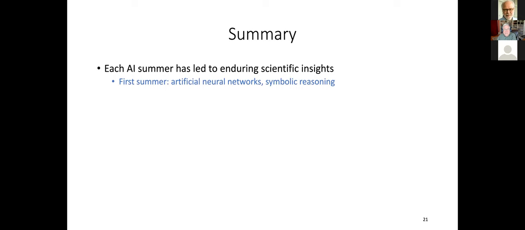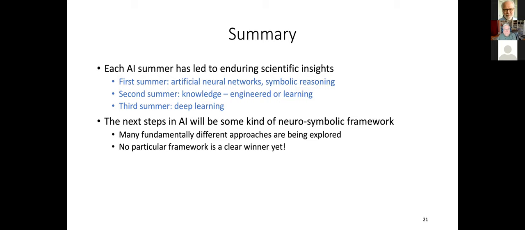So with that, I'll conclude with, I really think the next step of AI will be some kind of neurosymbolic framework. Many different approaches are being explored, and I don't know which is going to be the winner. I have some that I'd like to see explored, but it might be the standard operating procedure.